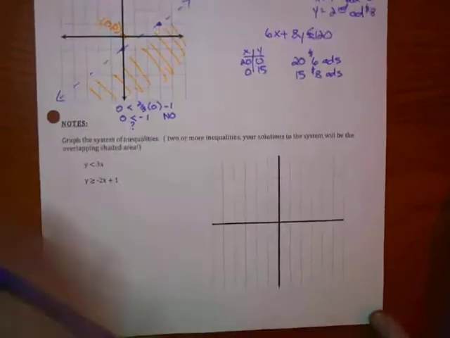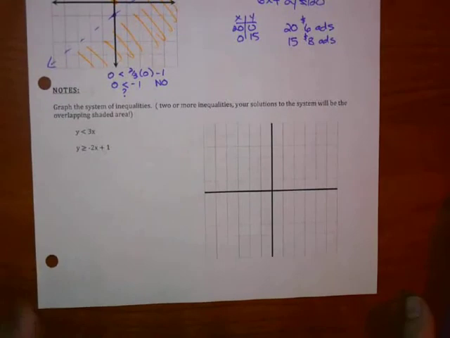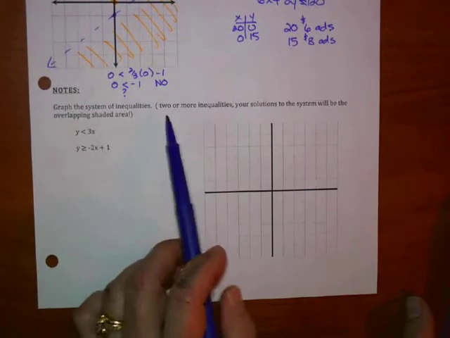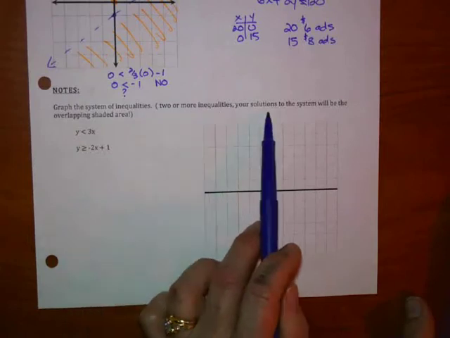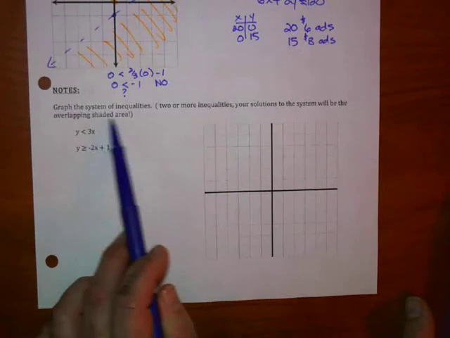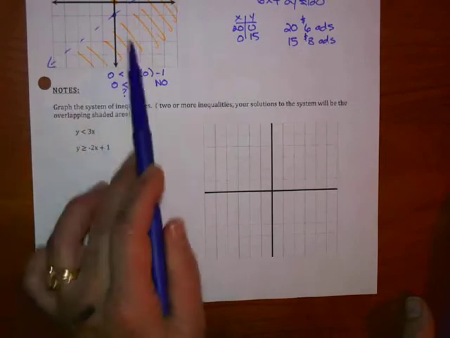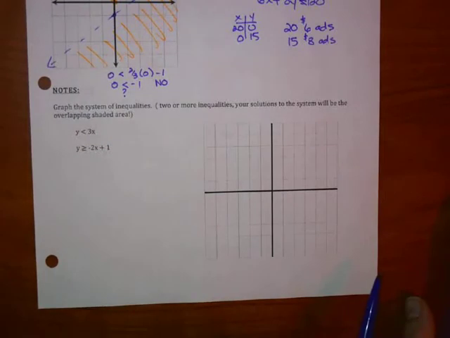All right, so let's practice this. Graph the system of inequalities. A system of inequalities is just like a system of equations. It's got two or more inequalities, and your solutions to the system will be the overlapping shaded area. Since we're graphing more than one inequality, we're going to get overlapping shaded areas. And that's what we're looking for.